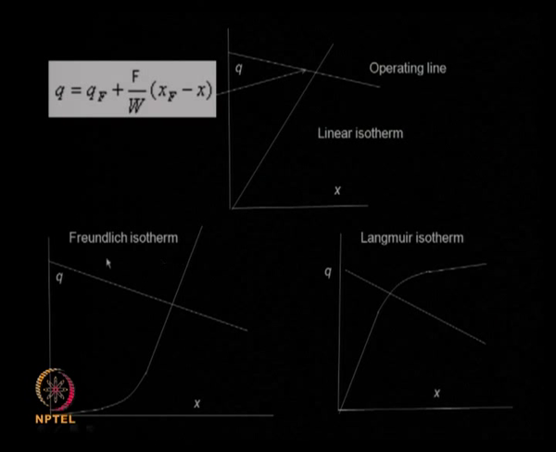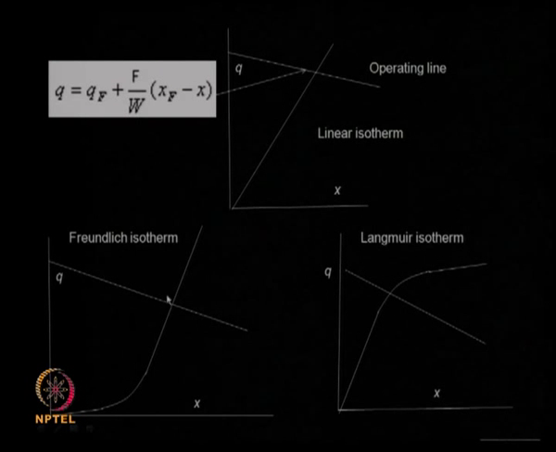Suppose I have a Freundlich isotherm. You know the isotherm looks like this, we mentioned it a couple of classes back if you recall, and again the operating line is going to be in the same way. The operating line is this particular relation, and wherever they cut is what determines the concentration of the solute in the slurry at the end of the adsorption process and the concentration of the solute in the adsorbent at the end of the process.